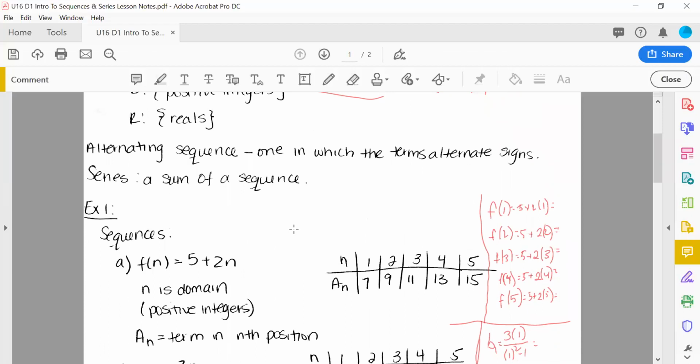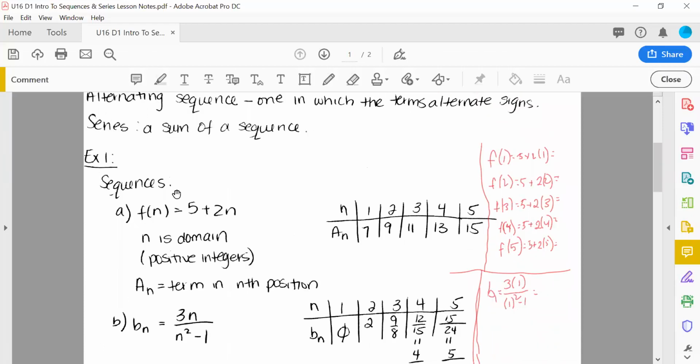So nothing else. So here's a sequence. Looks just like a function, doesn't it? Because it is. The only difference is the n, what you can plug in, is just positive integers, the set of natural numbers. So we could find the first term, the second term, third, fourth, and fifth. And how do you do that? Straight up Algebra 1. I'm taking you back to middle school for this. This is literally middle school stuff.